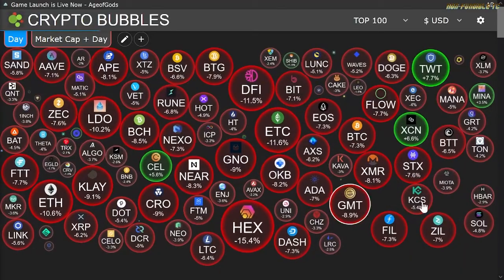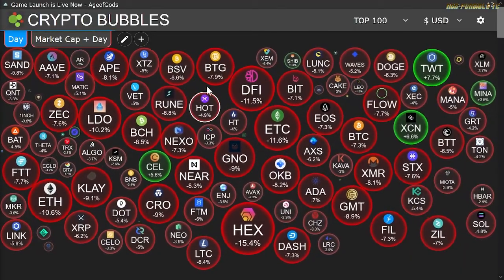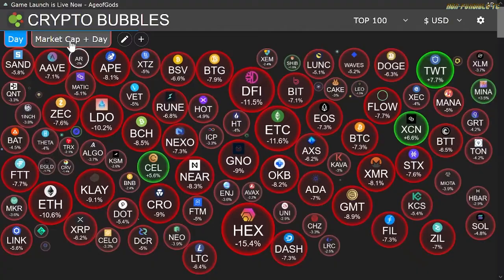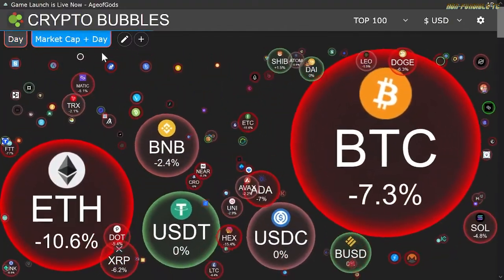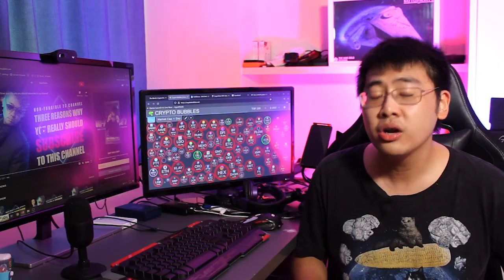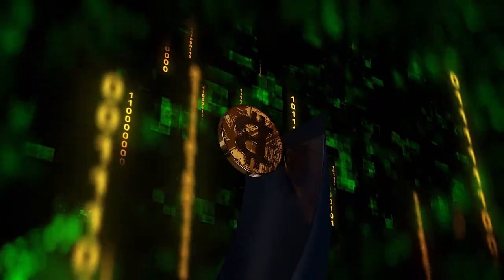So the second dashboard is called Crypto Bubbles. It is a visual representation of what is happening in the cryptocurrency market. You can actually see percentage change of cryptocurrency on a different time frame, so you can immediately know what is happening in the market, what tokens are trending, what tokens are not trending.